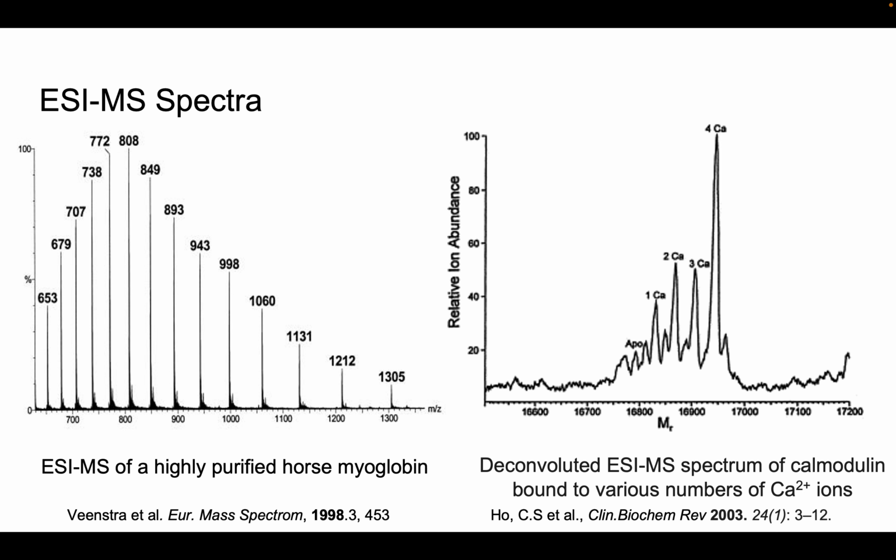As you can see, if this was a regular mass to charge spectra, these would be very far apart. But once you're able to deconvolute the spectrum, you can see very clearly that each one of the peaks corresponds to a different protein with a different number of calcium ions bound to it.